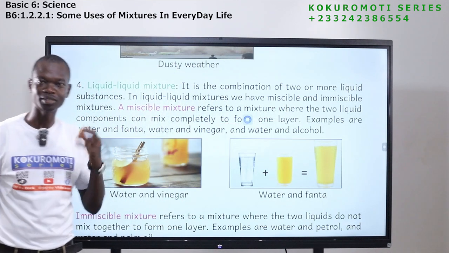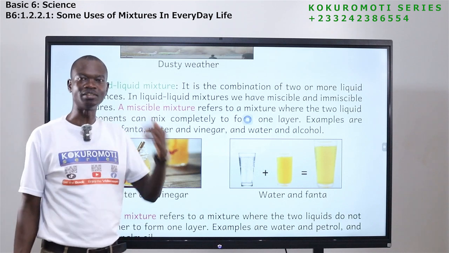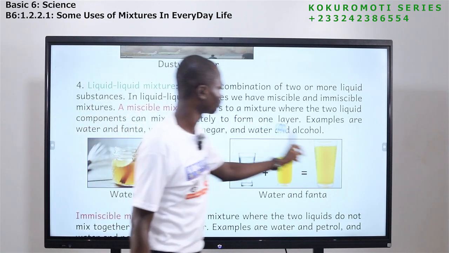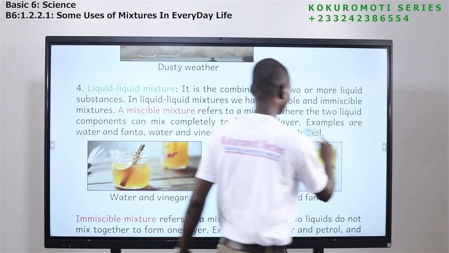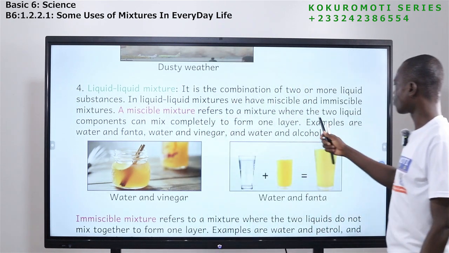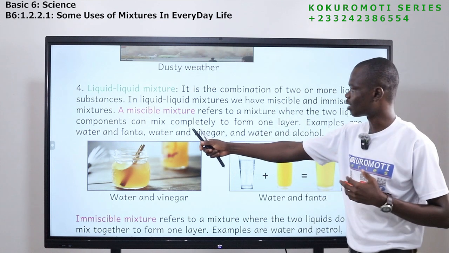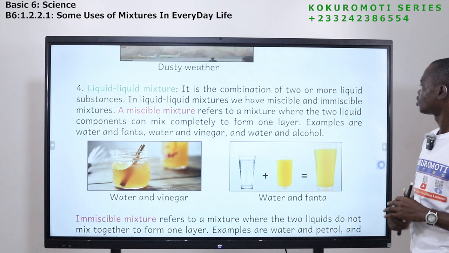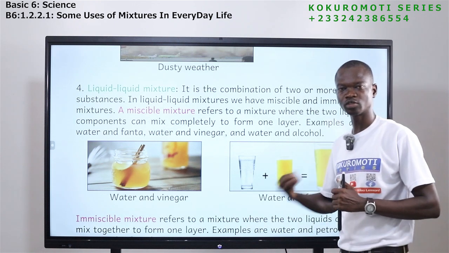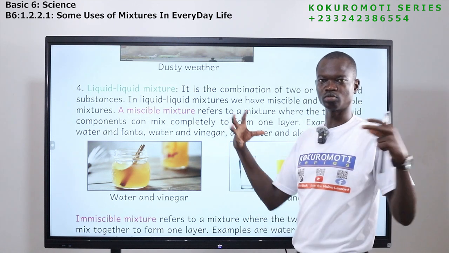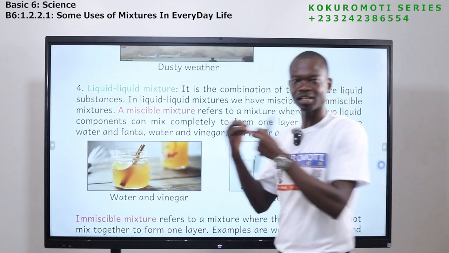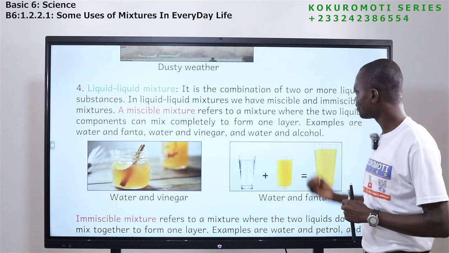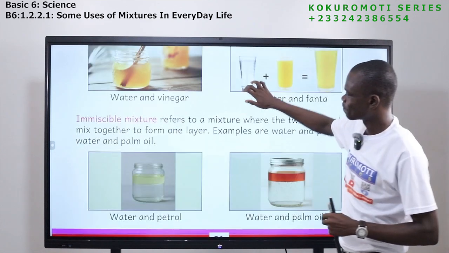So in liquid mixture, we have miscible and immiscible mixtures. I explained to you what miscible mixture is and what immiscible mixture is. Miscible mixture refers to a mixture where the two liquids or components can be mixed completely to form one layer. So when the two liquid components are able to mix to form one layer, we call it what? Miscible mixture.